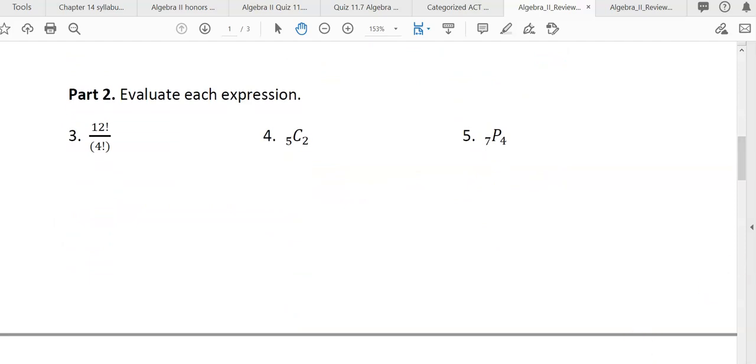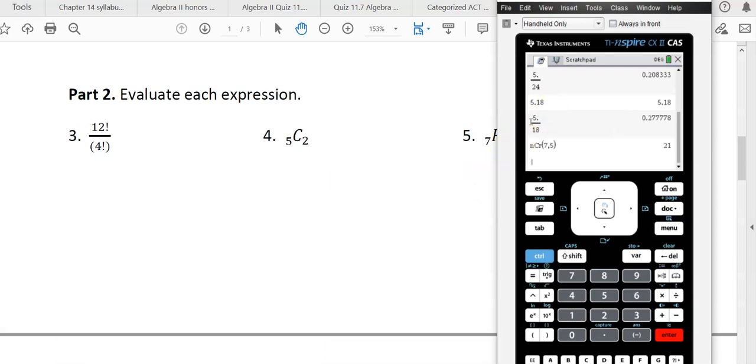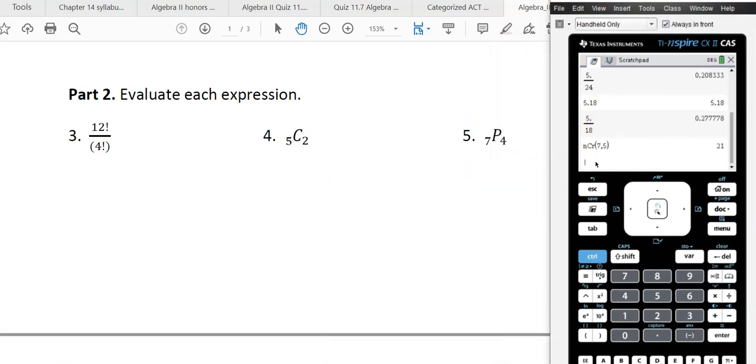Now, expressions, so you're definitely going to want to get a calculator out for this one. So you hit Control Divide, 12 exclamation point is down here, and then over 4 exclamation point, and you get 1995840. So 19 million. Wow, pretty big.